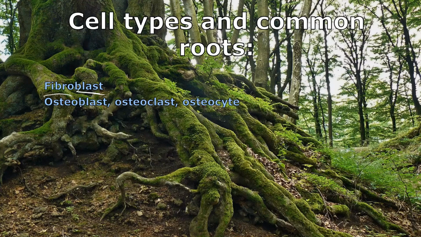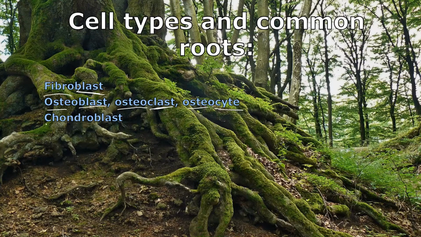We can play the same game here. An osteoblast would be a bone creator. Now, clast is the opposite. A clast is a breaker, something that breaks something down. So an osteoclast would be some sort of special cell that destroys bone or tears it apart. And then we've seen cyte before, many, many times. An osteocyte would be just a bone cell, kind of a mature, ready-to-go bone cell.